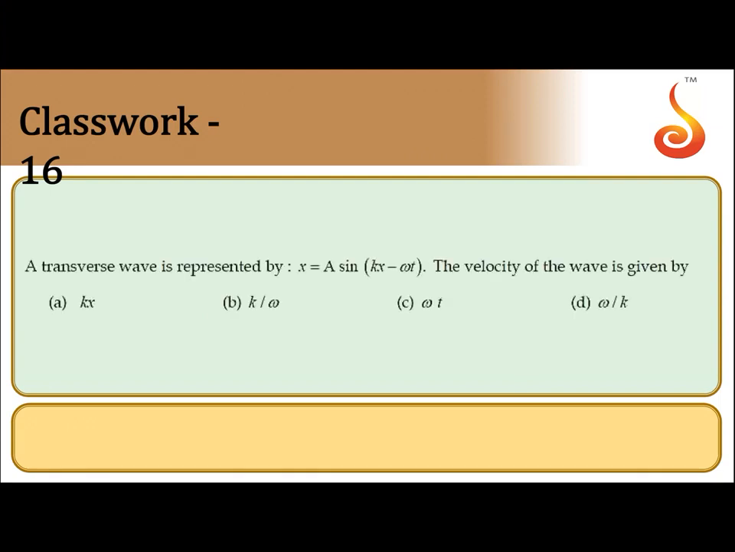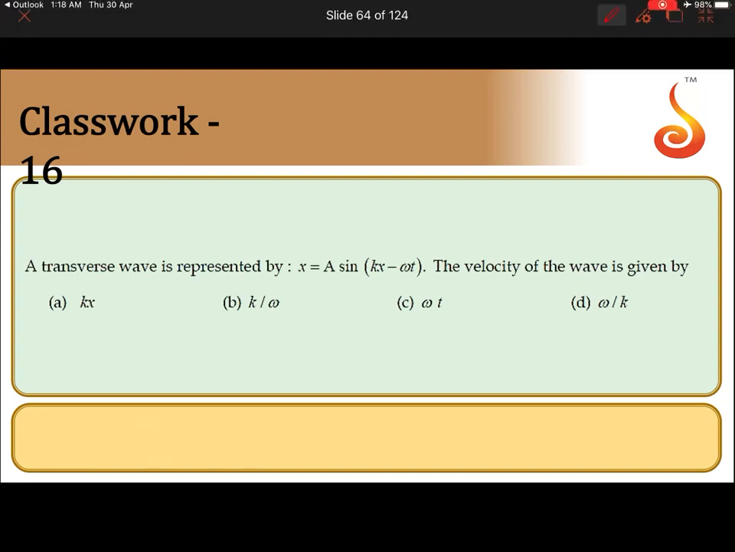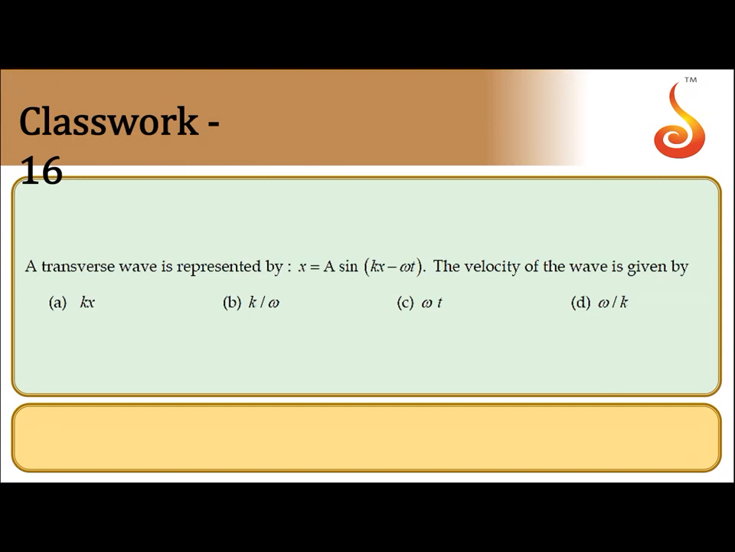Yes, we shall move on to next one. A transverse wave is represented by x is equal to A sine of kx minus omega t. The velocity of the wave is given by, see, omega is angular frequency and k is angular wave number. So velocity of a wave is given by omega by k.